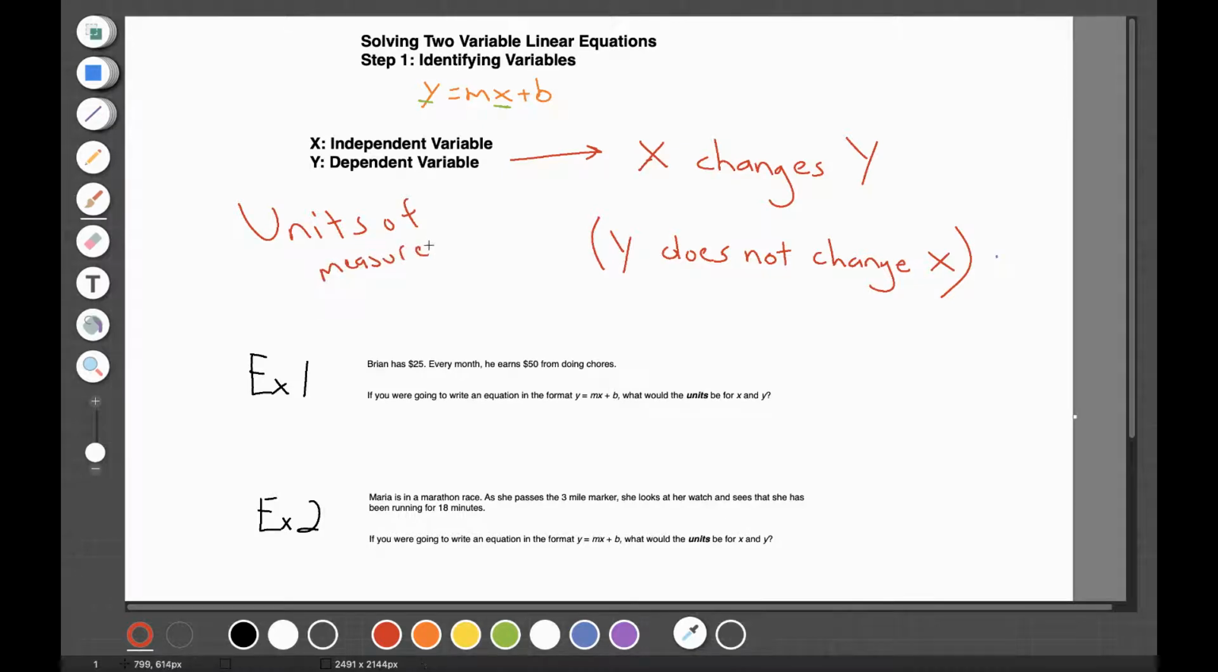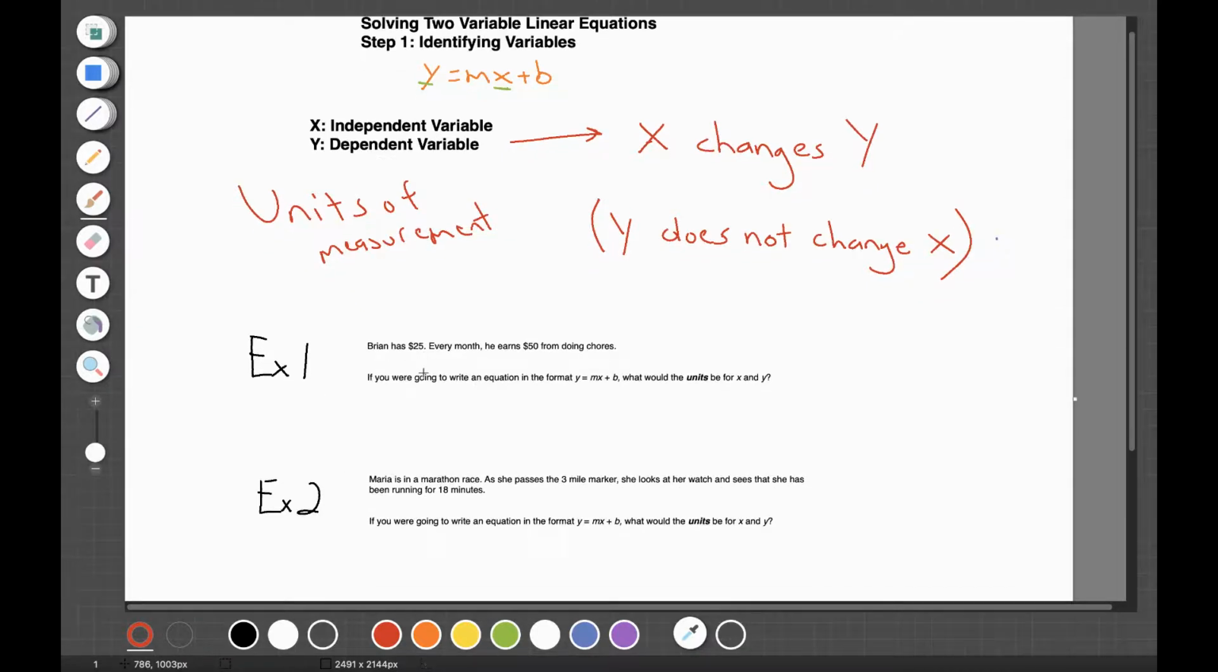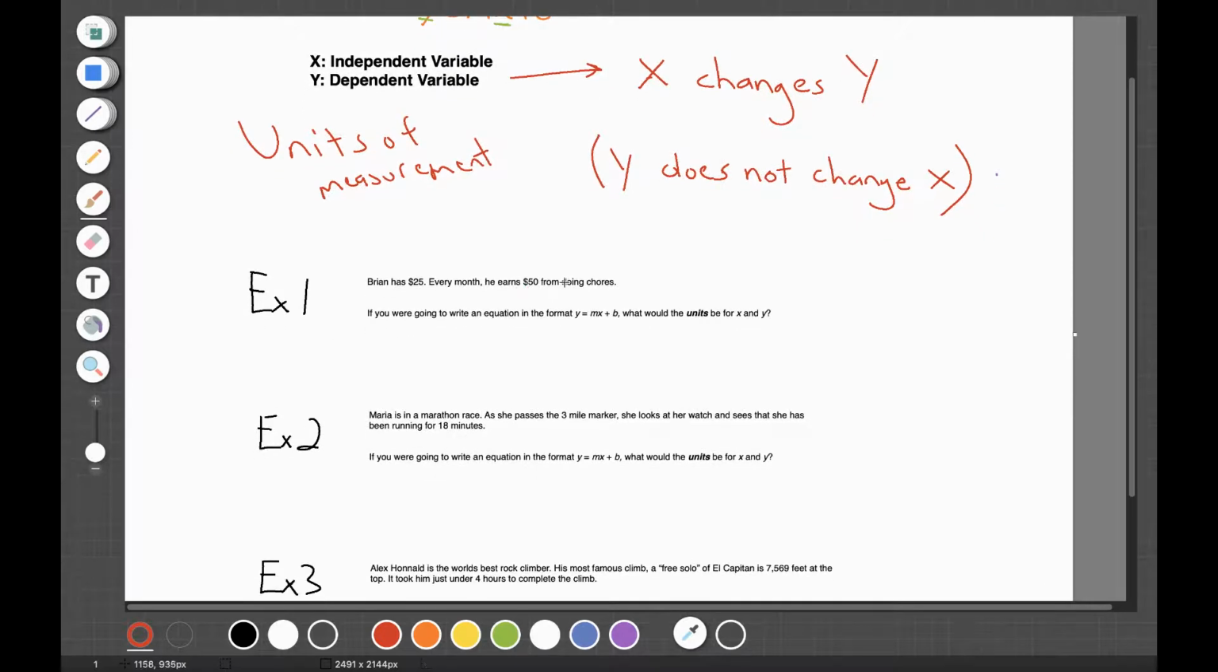So let's look at this first example. Brian has $25. Every month he earns $50 from doing chores. If you were going to write an equation in the format y equals mx plus b, what would the units be for x and y? So I'm going to look at this situation and see what units do I see. Well, I notice that he has $25, okay? So those dollars right there, that is a unit, right? A unit of measurement. And then the other measurement is we have the months, okay? The other measurement we're talking about here is months.